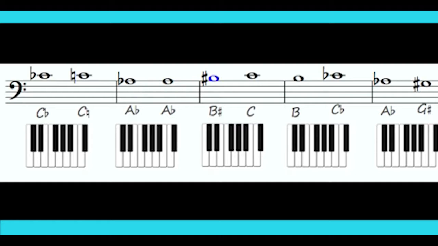We have a B sharp right here on the keyboard, and it's equivalent to C. The next note that we're going to go over is B, and that's the same as C flat. And the final example here I'm going to review is A flat, and that's the same note as G sharp.